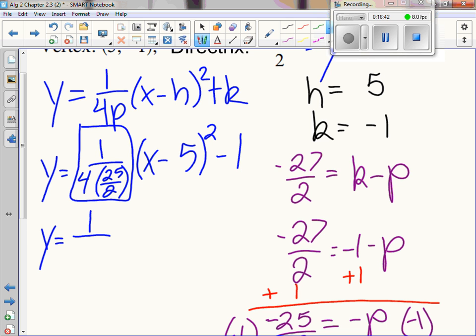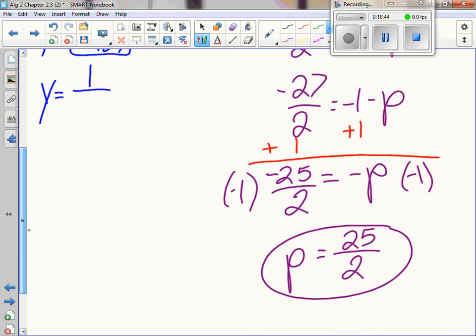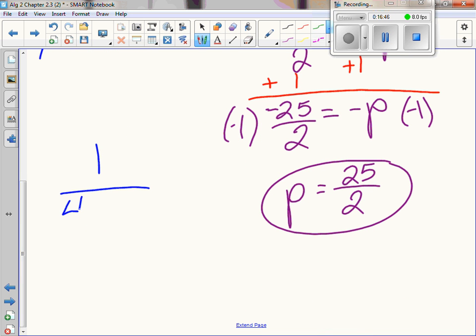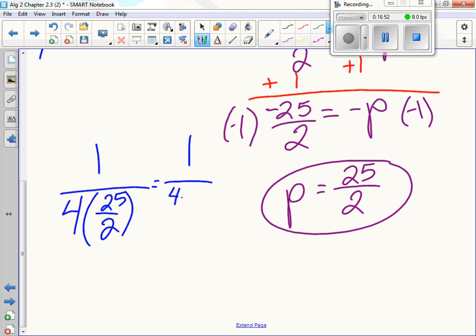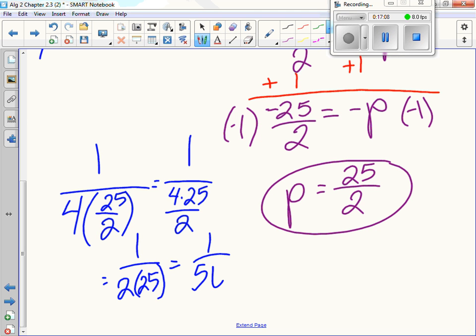Because I'll write this out. $25 over 2. Because this would be 4 times 25 over 2. Well, what's 4 over 2? 4 divided by 2 is 2, yes? So really we're saying 1 over 2 times 25, which is 1 over 50, okay?